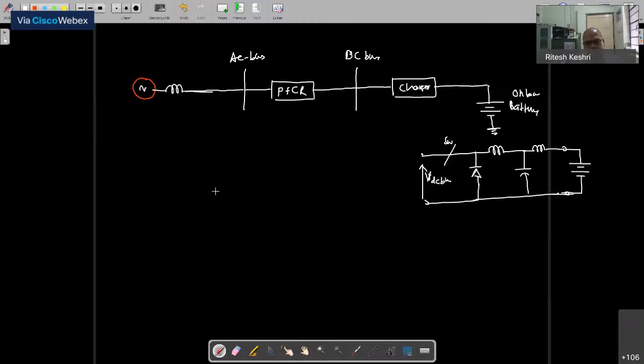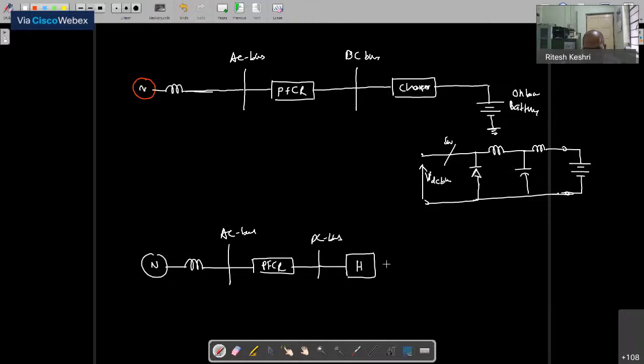Now the other possibility is this. We have the same situation, but in place of this conductive connection with the DC bus, you have the AC bus, the same power factor correction rectifier, and then with the DC bus an H bridge converter is used. This could be the most simple arrangement, one of the cases, and here it is the DC bus.